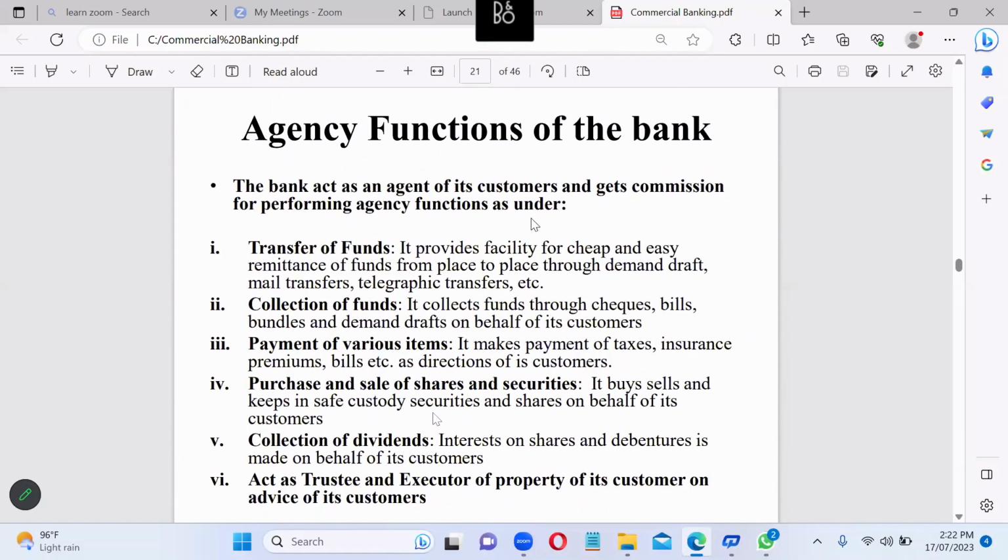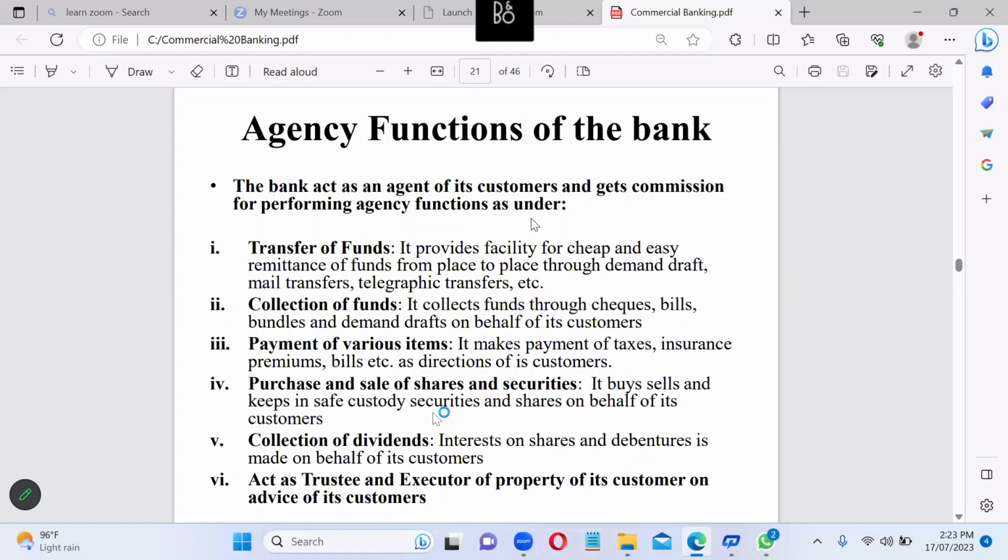Agency function. This is the third function. The bank acts as an agent. An agent is the intermediary for two parties. Agency means a bank functions as the intermediary or negotiator between two people or two parties. The bank acts as an agent of its customers and gets commission for performing agency.